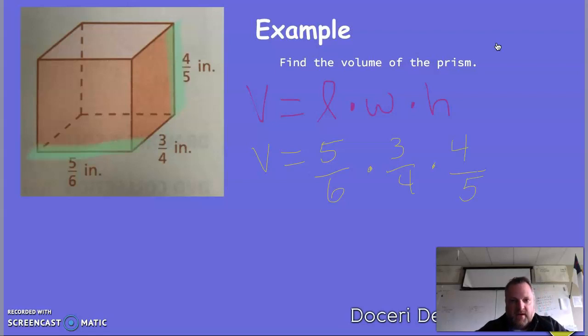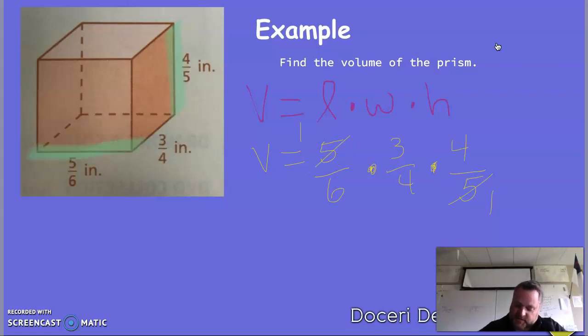Okay, now remember I can cross cancel before I multiply, which means I can cancel out or divide a top and bottom by the same number. So that's what I'm going to do. I see I have a 5 right here and a 5 right here. I can divide both of those by 5. So that's what I'll do. 5 divided by 5 is 1. 5 divided by 5 is 1.